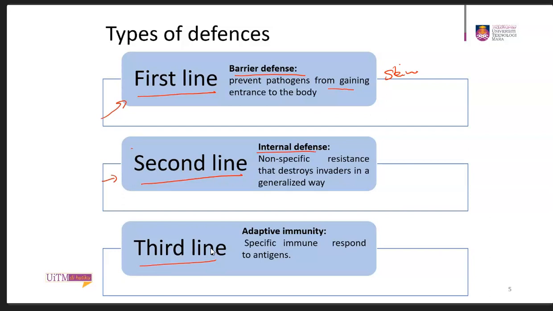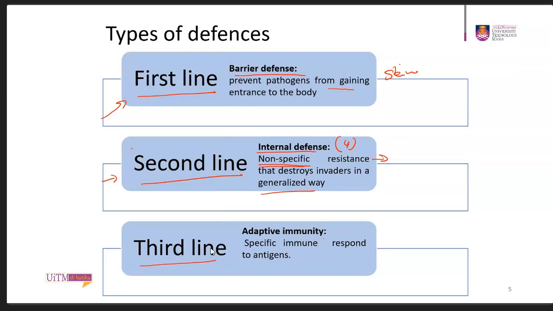internal defense. Internal defense, later we will see there are 4 types. So there are 4 types of internal defense. It says here, internal defense is non-specific resistance that destroys invaders in a generalized way. So what does it mean by non-specific? Okay, you have 10 different viruses that enter into your body. So your body will have many white blood cells. One of the white blood cells functions as the phagocytes, phagocytes that are able to engulf the pathogen.